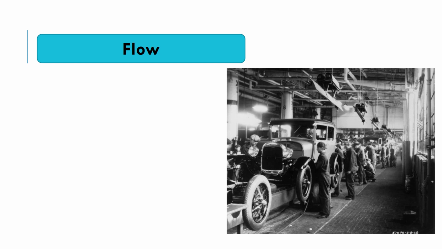Our next example of a production process is flow production. The Model T Ford, made by Henry Ford, was one of the first examples of this, where the cars flowed through the plant, and as they moved through the plant, bits were added, and so on.